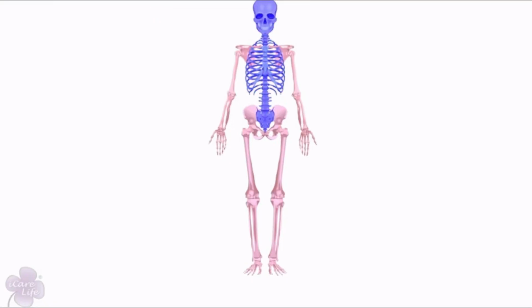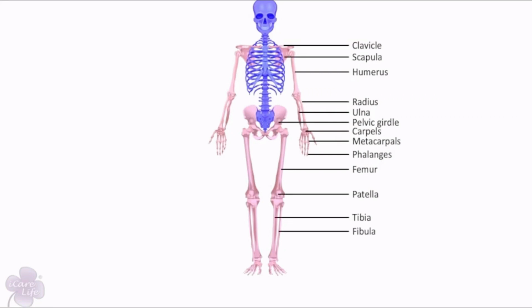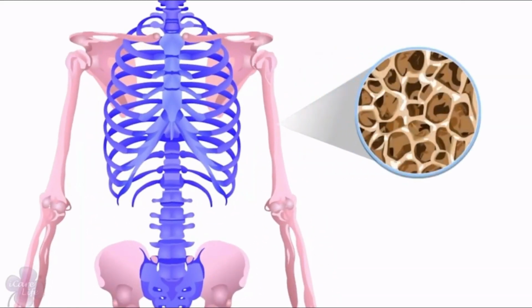The bones in the appendicular skeleton are scapula, clavicle, humerus, radius, ulna, carpals, metacarpals, phalanges, pelvic girdle, femur, patella, tibia, fibula, tarsals, metatarsals, phalanges. Bone contains many layers of calcium, phosphorus, other minerals, and organic substances.